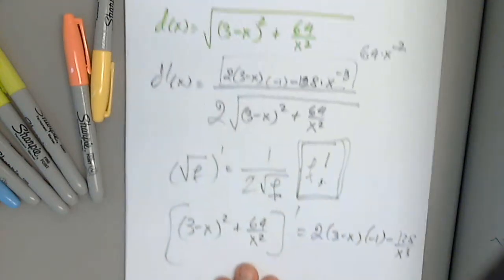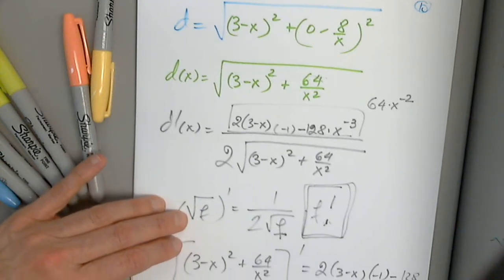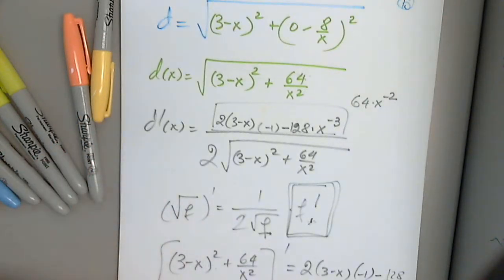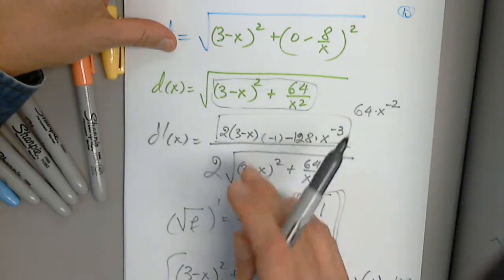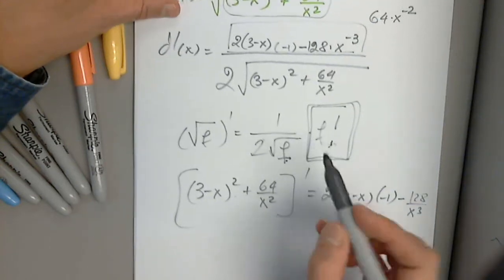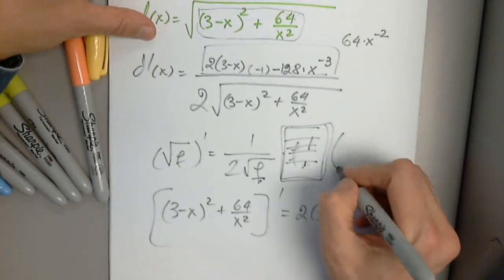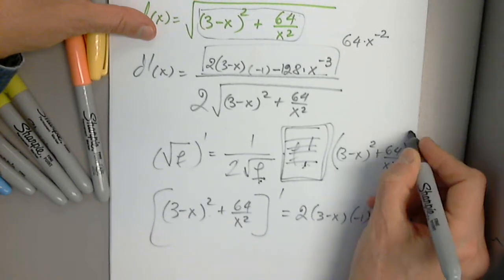So wouldn't it be 1 over 2 square root of the function times the inner function prime? So, one more time. You understand that this is the function, correct? Good. So I have to write 1 over 2 the square root of the function. This piece is 3 minus x squared plus 64 over x squared prime.